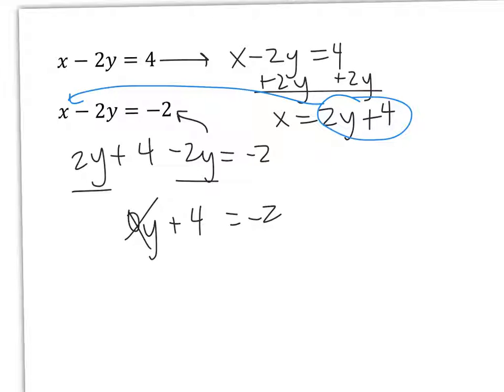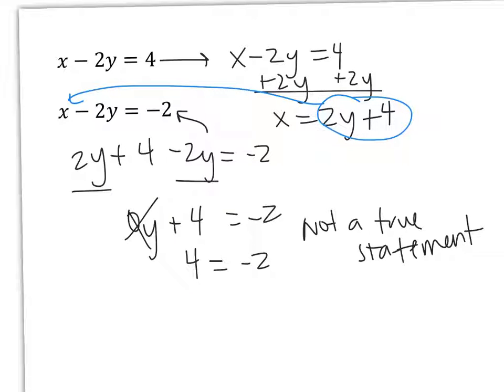So 0y just goes away, so I get 4 equals negative 2, and that's not a true statement, right? Because 4 cannot equal negative 2, so that's false. They don't equal each other. So here there is actually no solution.